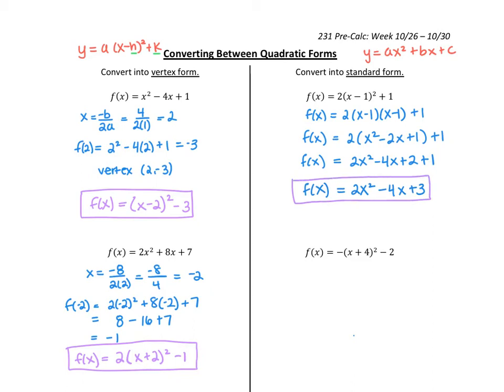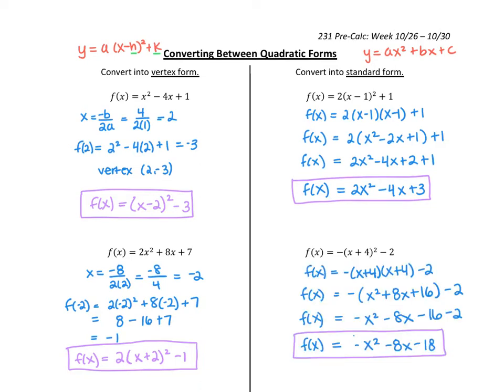So again, go ahead and pause the video and try the next one. Rewrite it into standard form. So I've got f of x equals negative x squared minus x minus 18.